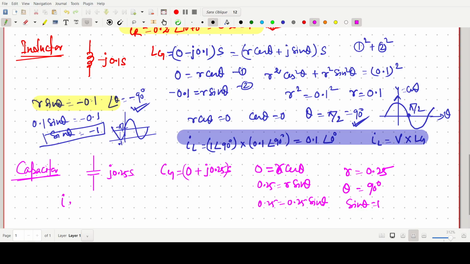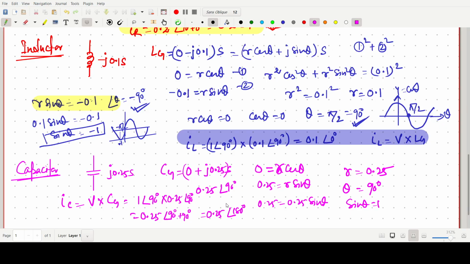So the IC will be voltage into the admittance. The voltage is 1 angle 90 degrees, into the admittance, which can be written as 0.25 angle 90 degrees. So the angles will be added, giving 180 degrees. So the IC value will be 0.25 angle 180 degrees. Okay, clear this one.